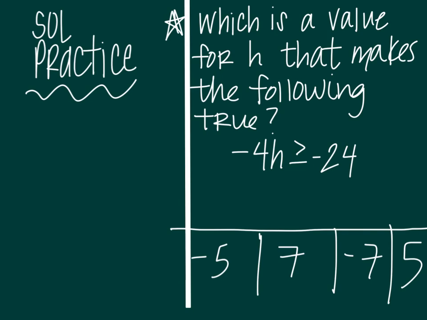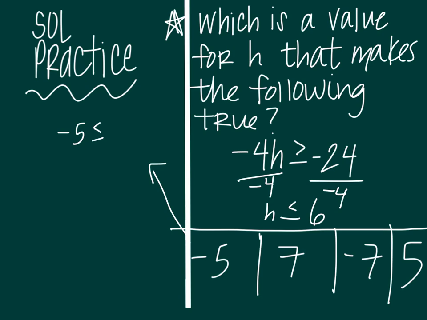Okay, last example for the day. Which is the value for h that makes the following true? We have negative 4 times h is greater than or equal to negative 24. So we'll divide to get h by itself. I divided both sides by a negative number, so I flip my inequality symbol. 24 divided by 4 is 6. That means I need to choose any number up there that's less than or equal to 6. You can plug them in. Come over here and show the work. So I'll plug these values in for h and see what works.